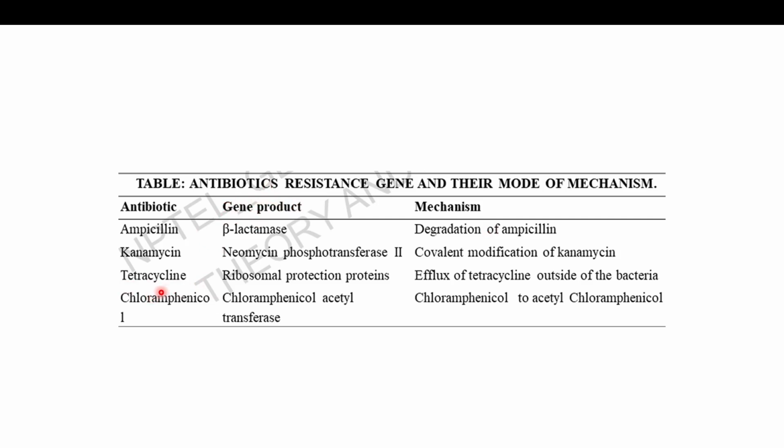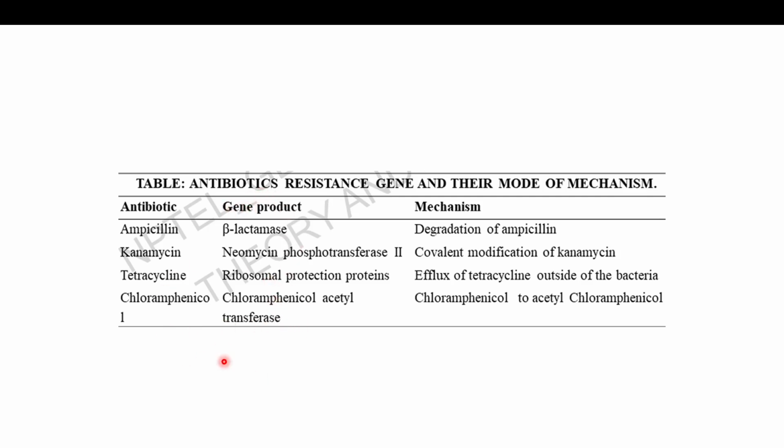Usually the tetracycline resistant gene produces some kind of ribosomal protection proteins, and what actually happens then is the tetracycline antibiotic is actually thrown outside the bacterial cells, the ones which have been able to take up the tetracycline resistant gene.